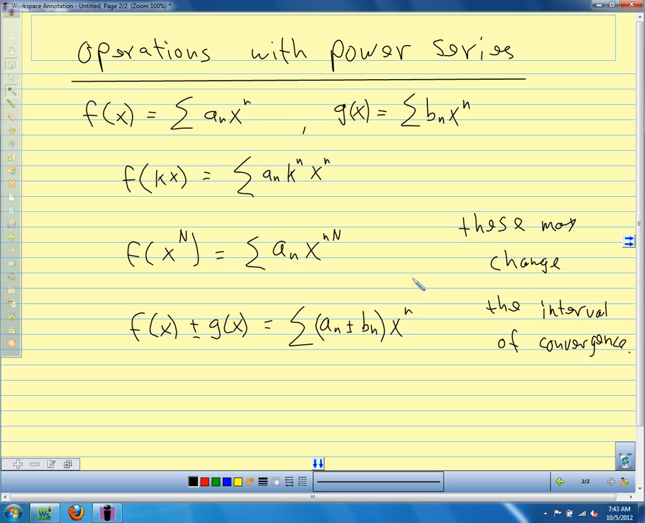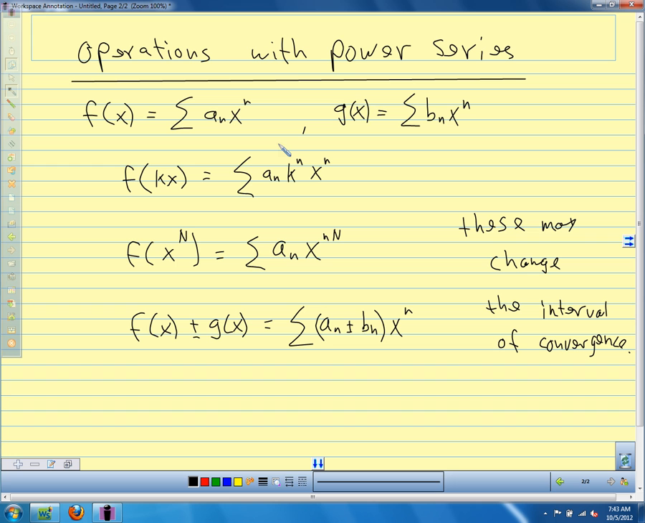Yes? On the first one, the x to the x. Sorry? On the left. Here? No, on the left. Oh, no, this is just k, f of k times x. So k is just a constant. So we're taking the function, so say we have a power series for x, and we want to find the power series for 2x. Basically we're just substituting kx in for x into that expression. Does that make sense? Okay.